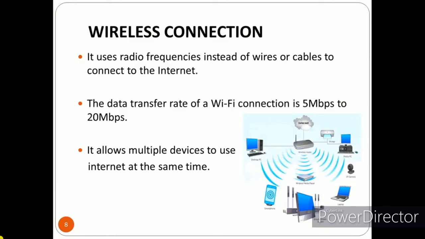Next is the data transfer rate of a Wi-Fi connection. What is Wi-Fi? You all know that. That is wireless fidelity. A Wi-Fi connection may have a speed of 5 Mbps to 20 Mbps. Next, it allows multiple devices to connect. Many devices can connect to the internet at the same time and you can work on them. So many people can use it at the same time on their devices.